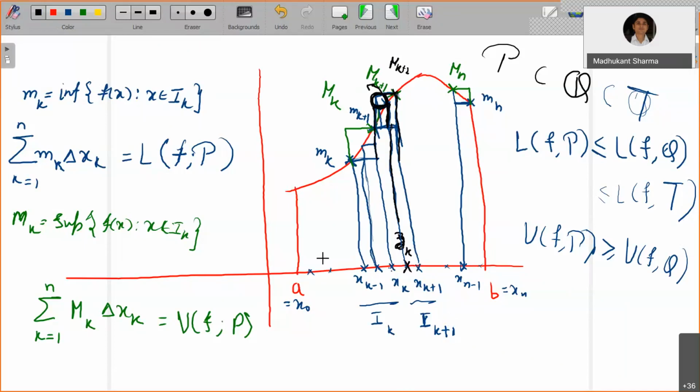If you have any question, you can ask. Sir, then both the sequences will converge to the same point, no?